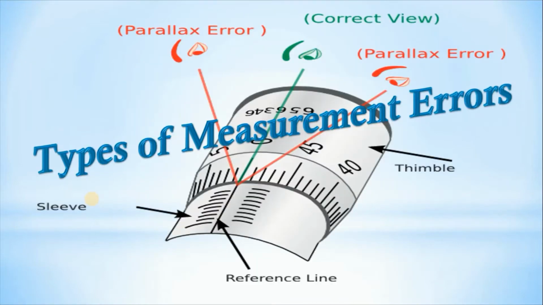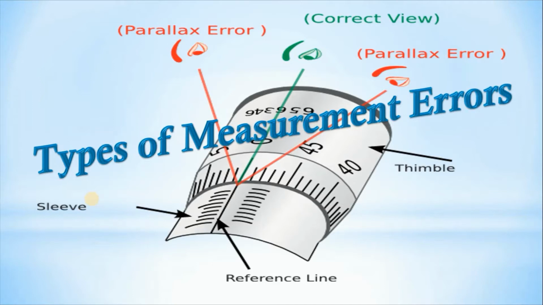In today's session we are going to see what the types of measurement errors are, which come up whenever we are measuring any object using a measuring instrument. In any measurement there is always a degree of uncertainty resulting from measurement error. That is, all measurements are inaccurate to some extent. Measurement error is the difference between the indicated and actual value of the measurement.